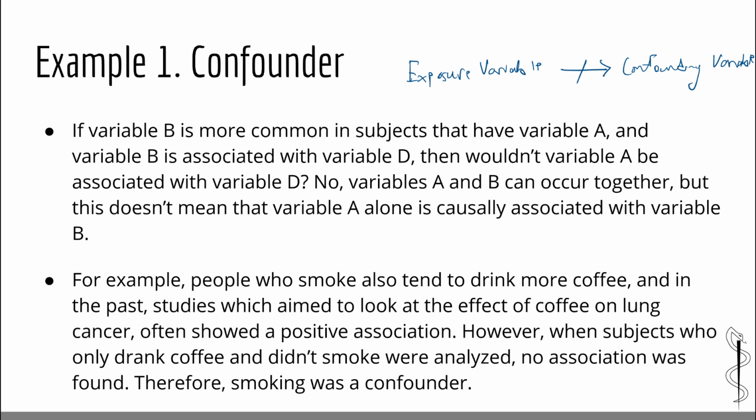For example, people who smoke also tend to drink more coffee, and in the past, studies which aim to look at the effect of coffee on lung cancer often showed a positive association. However, when subjects who only drank coffee and didn't smoke were analyzed, no association was found. Therefore, smoking was a confounder. So while drinking coffee and smoking tend to occur together, this doesn't mean that drinking coffee causes you to smoke, which causes you to have lung cancer. The exposure doesn't necessarily cause the confounding variable.